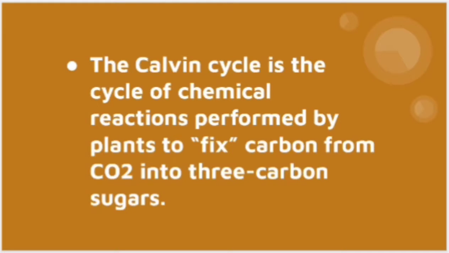The Calvin cycle is also sometimes referred to as the light independent reactions of photosynthesis, since it is not powered directly by photons from the sun. Instead, the Calvin cycle is powered by adenosine triphosphate and NADPH, which are created by harnessing the energy from photons in the light dependent reactions.